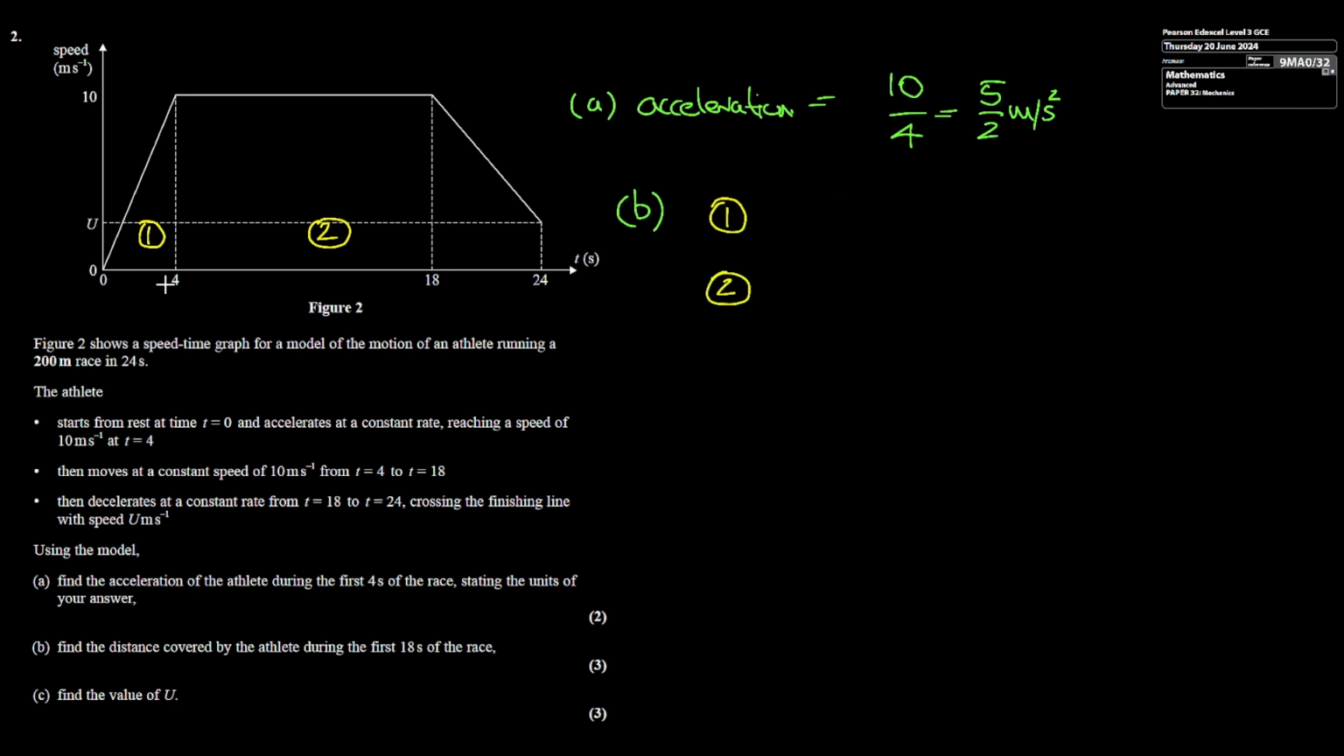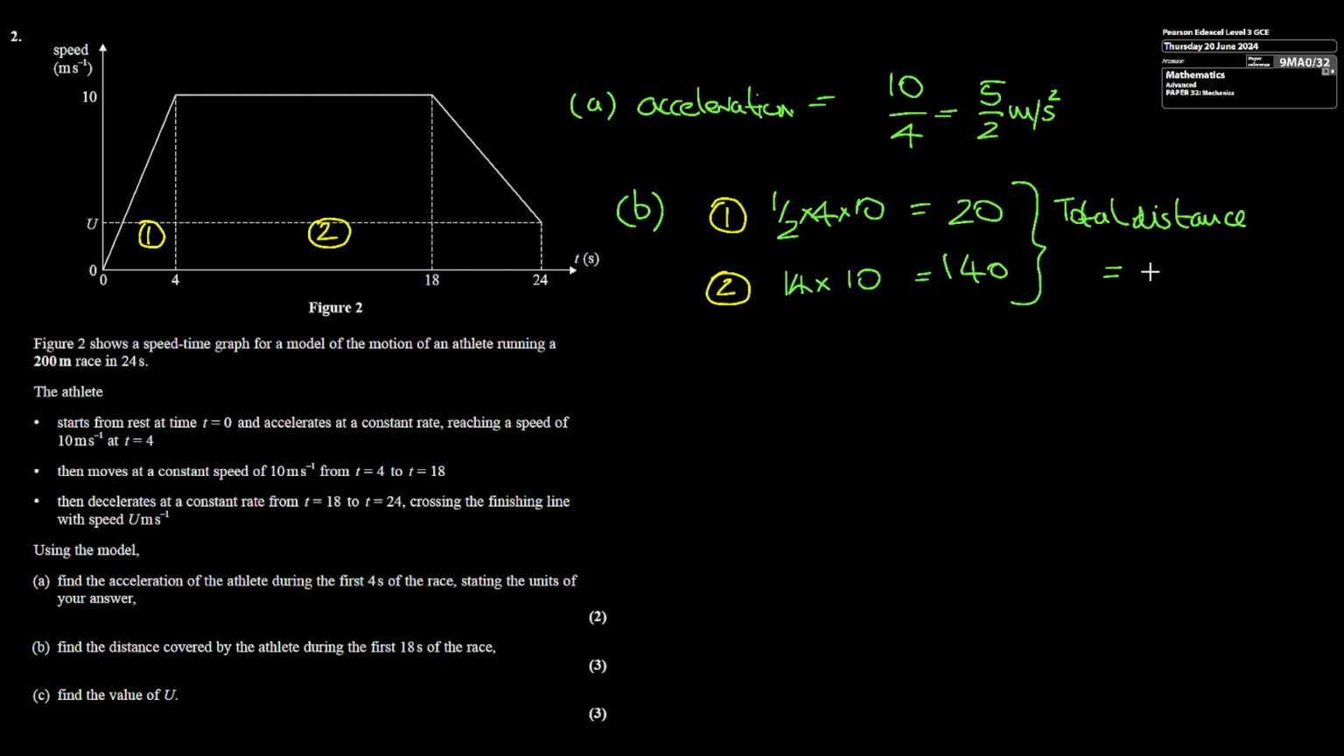So first of all, area 1, it's the area of a triangle, half the base times the height. So this is a half multiplied by 4 multiplied by 10, and that is equal to 20. The second distance is the area of the rectangle here. Height 10, 18 minus 4 is 14. So this is 14 multiplied by 10, which is equal to 140. The total distance is equal to 20 plus 140, which is 160 meters. And that's the answer to part B.